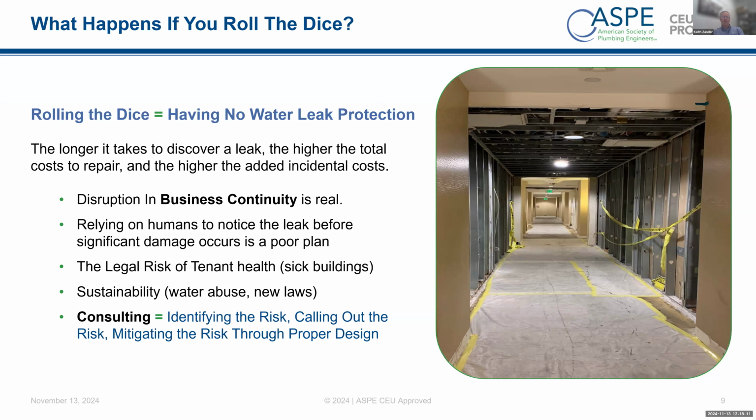Again, it's the human eyes and ears, when they can hear water coming out of the pipes, when they can see water coming out of the pipes. That's their leak detection strategy. So on a high rise, mid rise, if you've got a concierge, you've got... the business continuity disruption is real. Relying upon humans to notice the leak before the significant damage occurs is a very poor plan.